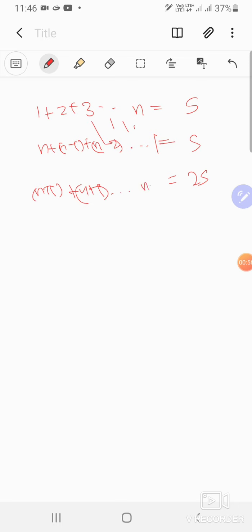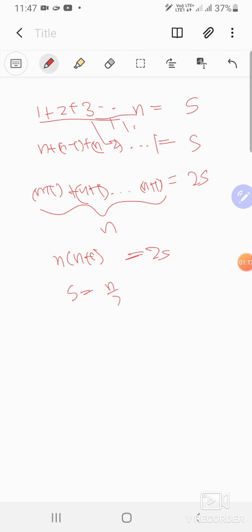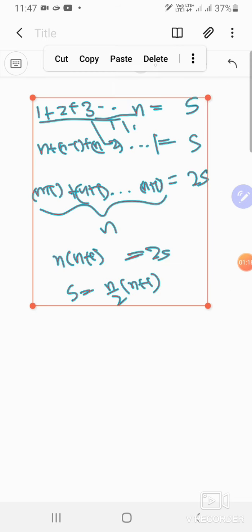So you have these many of n plus 1. How many of n plus 1? Well, there are n numbers over here, and each of them finds a pair. So there are n pairs over here. So this is n into n plus 1 equals 2S. So S equals n by 2 into n plus 1, just as we saw before. Okay, this was a pretty easy proof actually.